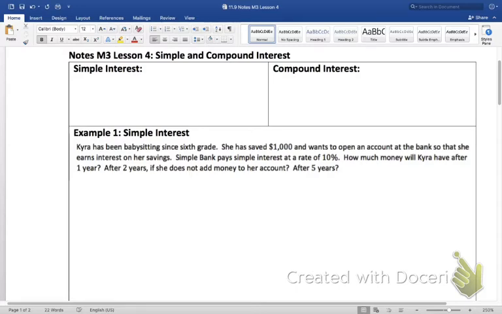Interest is a word you may have heard before. This is an application of mathematics, and interest is typically looked at when it comes to banking. So a bank does two things.